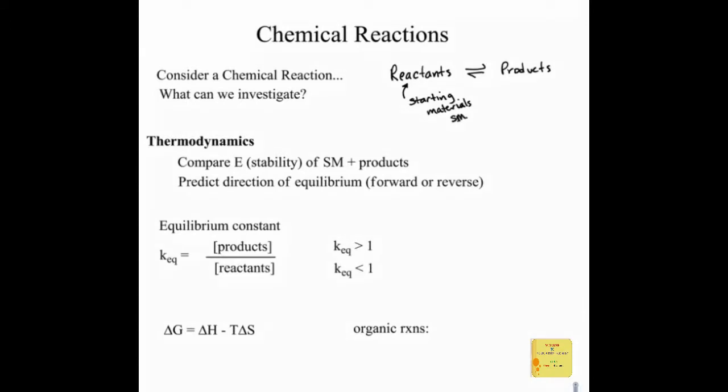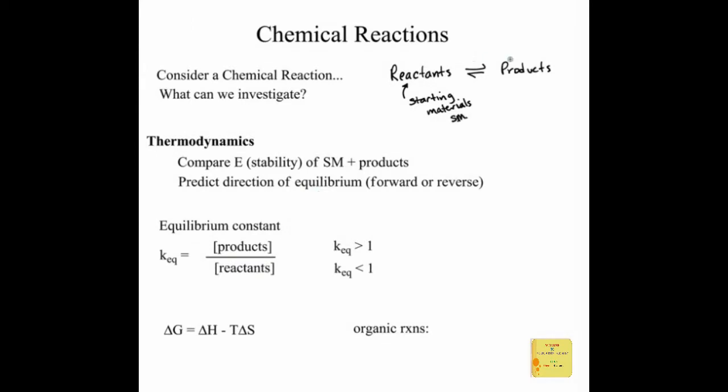If we take a look at a chemical reaction such as this, what are some of the things that we can investigate about that? What are some questions we can ask and things we can study? One area of interest is the area of chemistry called thermodynamics, and that's where we compare the energy or the stability of our reactants or starting materials and compare those to the energy of our products. Using thermodynamics is going to help us predict the direction of this equilibrium.